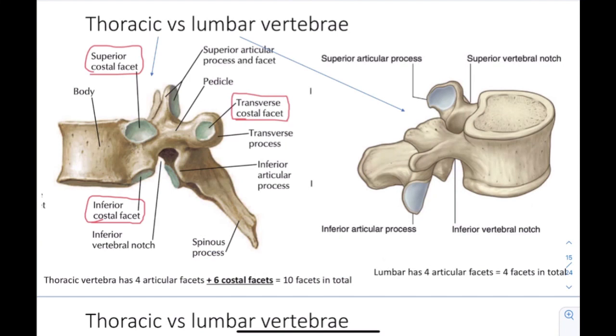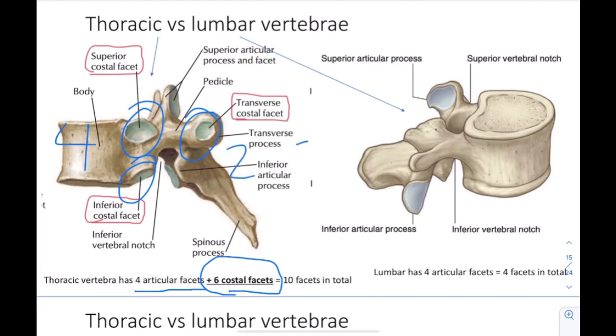Okay, so let's compare thoracic and lumbar vertebrae to clear up confusion. The thoracic vertebrae are very special because they have a lot more facets than the other vertebrae. We talked about the 4 articular facets, which are present in most of the vertebrae. But the thoracic vertebrae also have 6 costal facets. Costal refers to the ribs. These costal facets include the superior costal facet and the inferior costal facet, so 2 on this side and 2 on the other side, that's 4. And then the transverse costal facet, 1 here and 1 on the other side, that's 2, which gives you 6. So there are 6 costal facets other than the 4 articular facets. In total, there are 10 facets in the thoracic vertebrae.